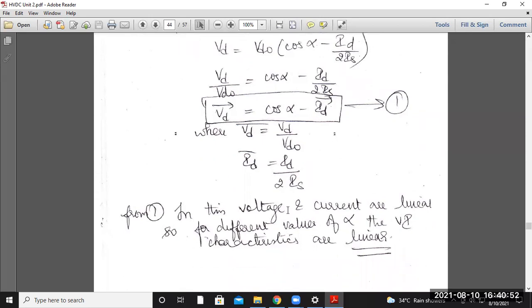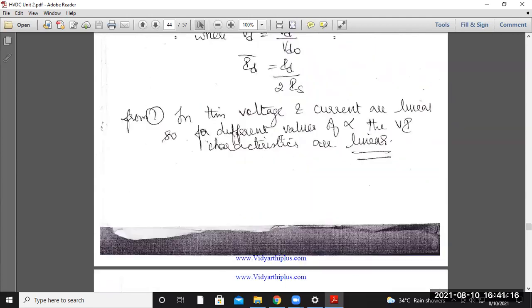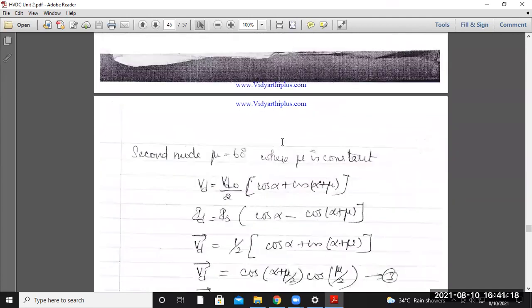Now, from the first equation, as it is written here, voltage and current are linear. So for different values of alpha, the VD characteristics are linear. If you ignore the value of cos alpha, then you can see VD is directly proportional to ID. So if we vary the value of alpha, then VD and ID will be correlated linearly. That is called linear characteristics.